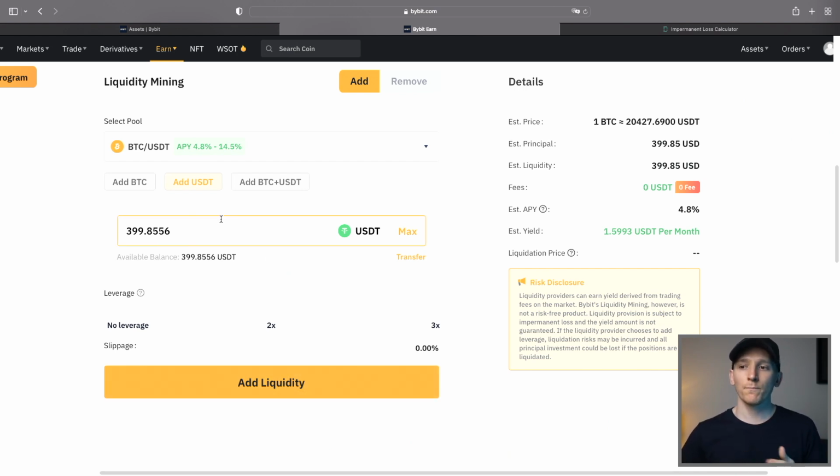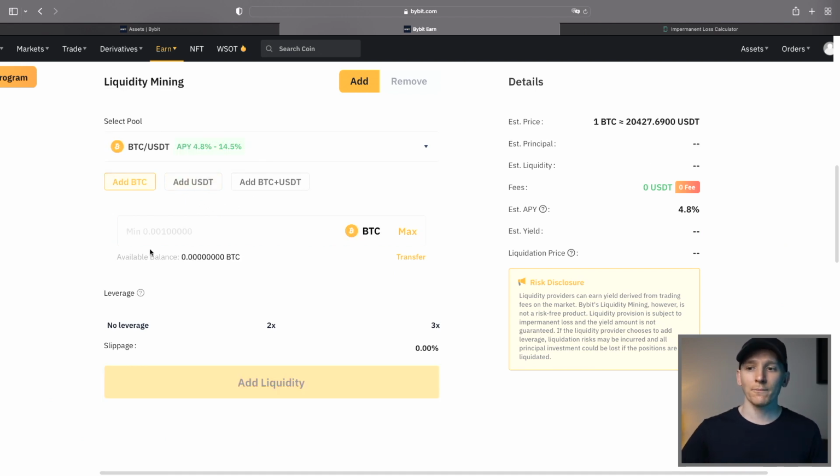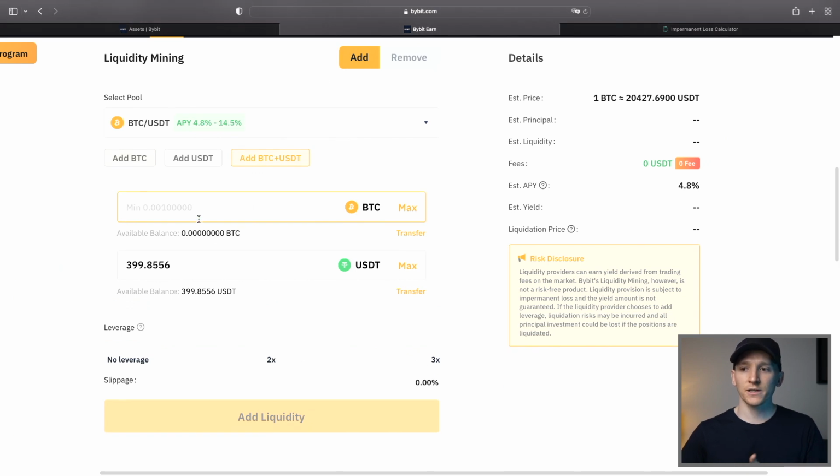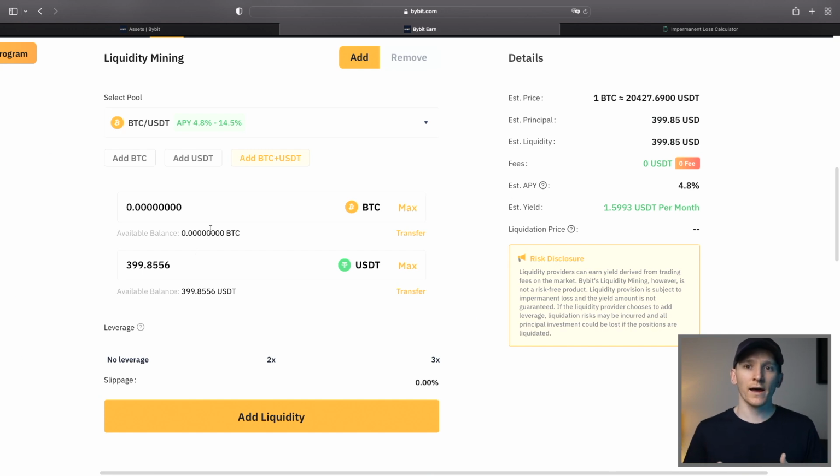So you don't have to use both. You can just put add USDT, it's going to work out the ratio. You can put add Bitcoin, it's going to work out the ratio, or you can put both in and actually choose an amount. There's no real reason to do this because it's going to work out anyway. But if you had a bit of US dollar Tether and a bit of Bitcoin, you could put the value of them in and it's going to work out how much it should trade to make sure that your ratio is the correct ratio for the pool.